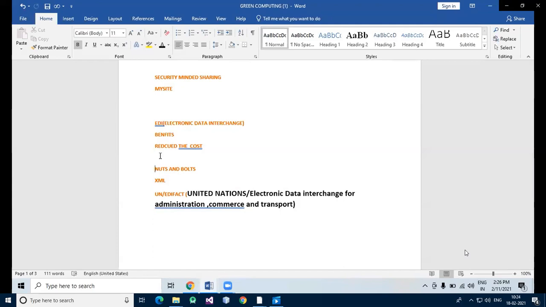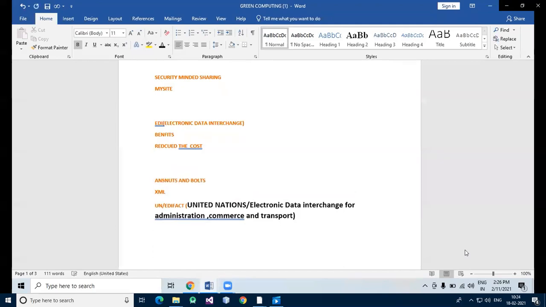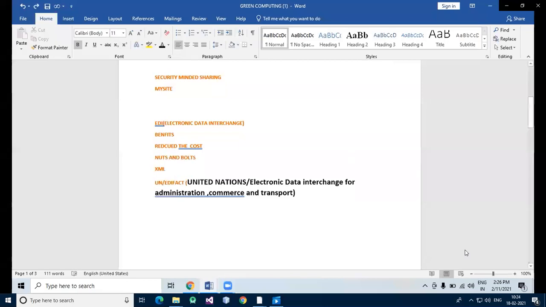So next is ANSI. This stands for American National Standards Institute, and ASC stands for Accredited Standards Committee. So ANSI ASC X12 is used to develop uniform standards for electronic exchange of business transactions between industries.